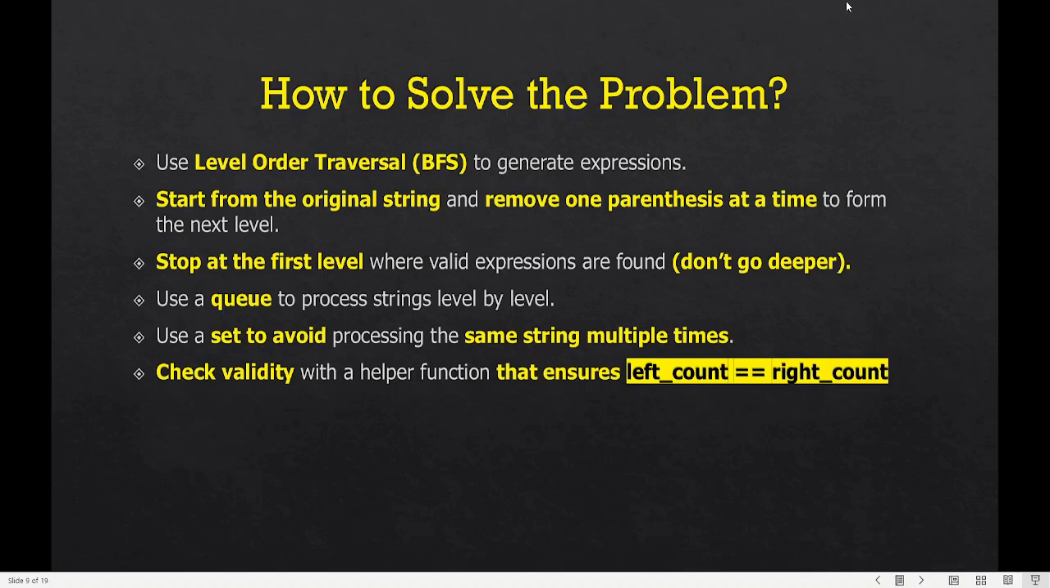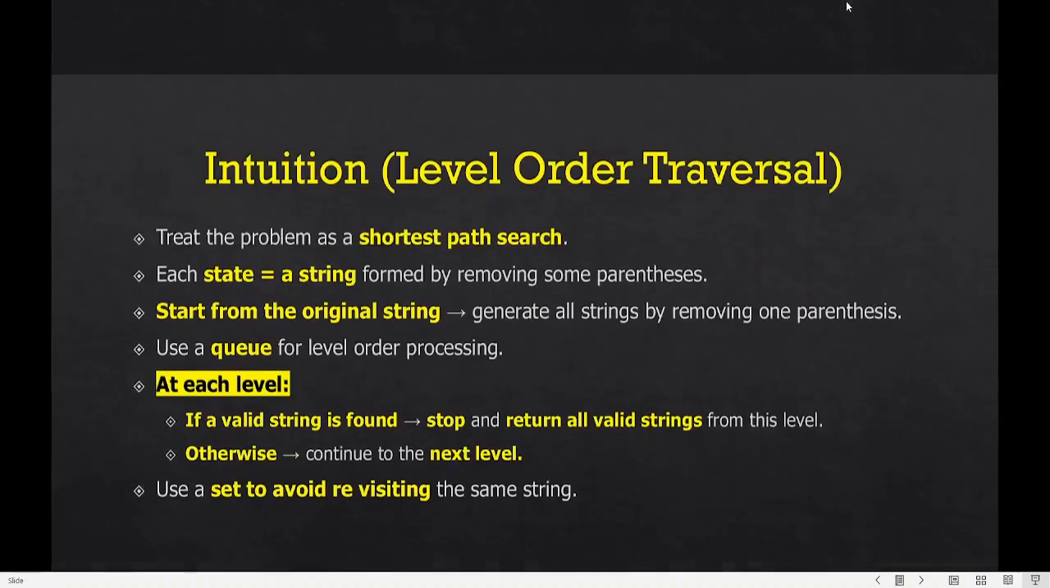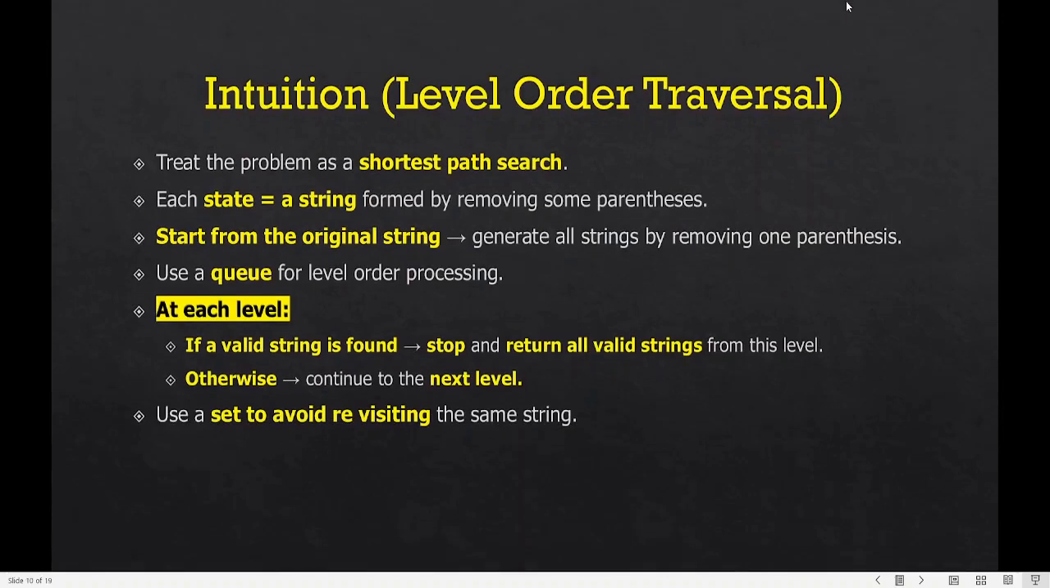We will use a queue to process the strings level by level. All the invalid expressions will be added into the queue one by one. We'll use a set to avoid processing the same string multiple times, and in order to check whether this generated expression is valid or not, we will ensure that left count is equal to the right count. This is a bit of an algorithm. After covering the actual code, we'll know what is actually happening.